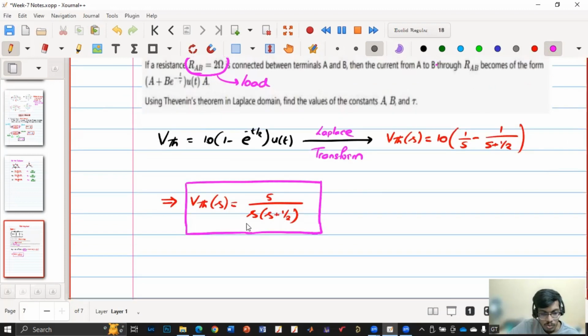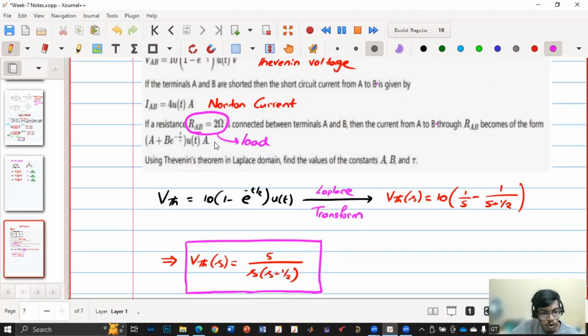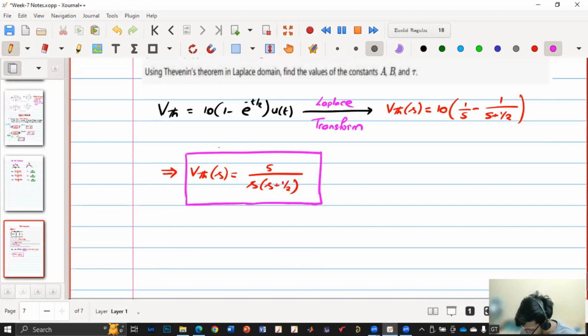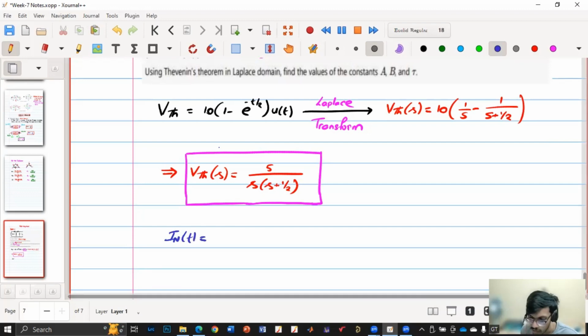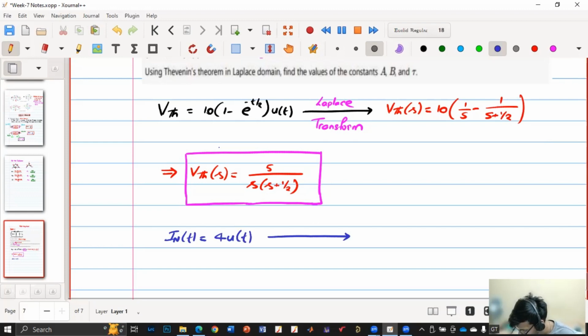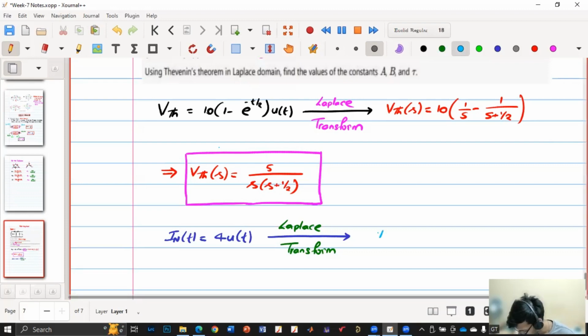Now, Norton current IN of t is 4u of t. If you apply Laplace transform, what will you get? 4 by s, you are right. It is straightforward. IN of s is 4 by s.